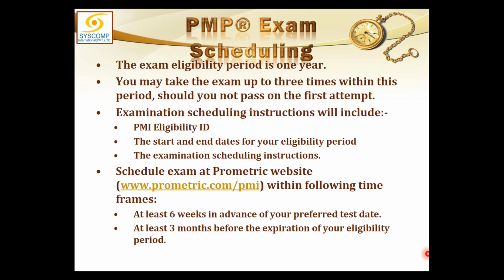If you want to schedule, your application has been accepted. Now you want to schedule your exam. PMI will send you an email which will consist of these details. They will send you a PMI eligibility ID, and they will tell you the start date of eligibility and the end date of eligibility. They will send you the examination scheduling instructions, and the web address of this website.